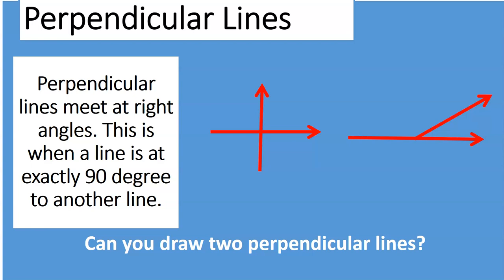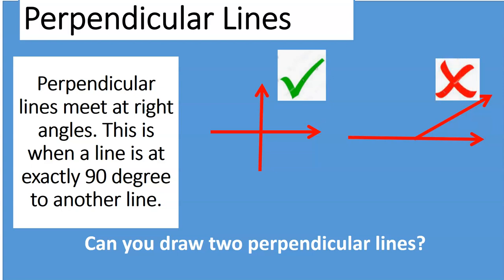Let's reveal the answers. The answer is the first two lines. They form exactly 90 degrees. They are called perpendicular lines. Can you point out any object at home that has perpendicular lines?